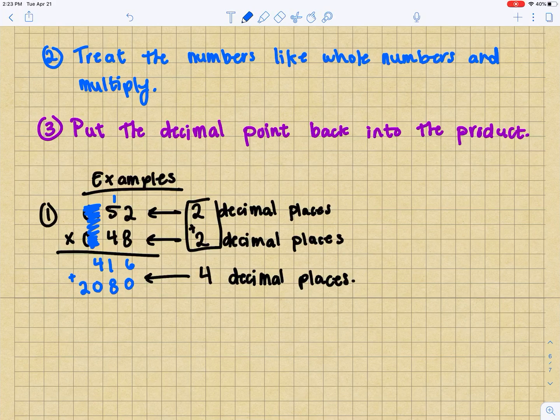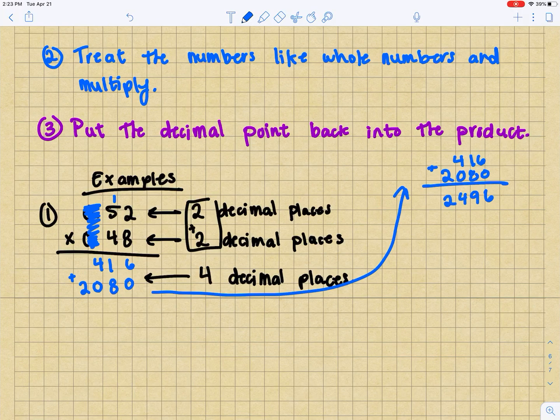I am running out of space. I'm going to move all the way over here. So I'm going to rewrite what I have. 2, 0, 8, 0. Add those two things together. So that is 6 plus 0 is 6, 1 plus 8 is 9, 4 plus 0 is 4, and 2 plus 0 is 2. So this is supposed to be my final answer, but we are forgetting the last step.